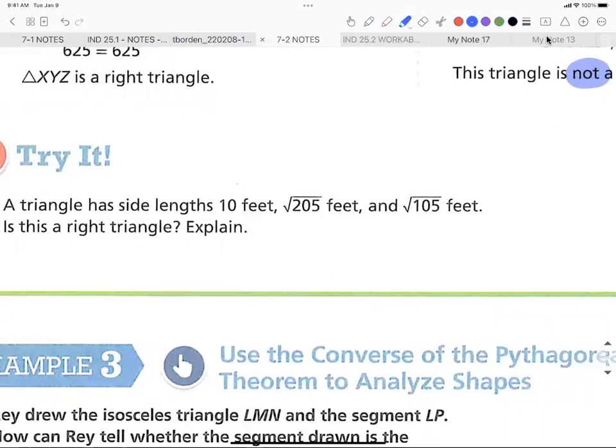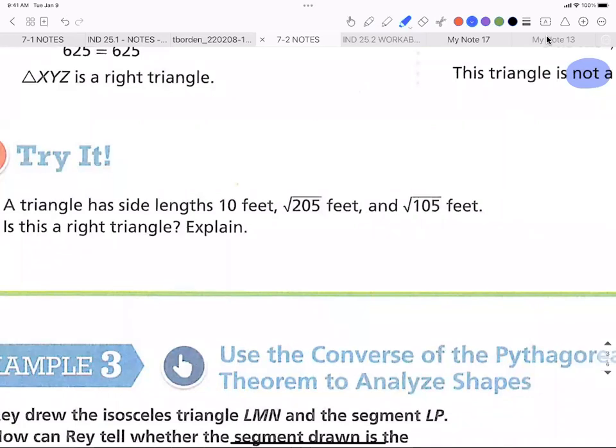All right. A triangle has side lengths of 10 feet, the square root of 205 feet, which really looks weird, but I'm going to show you how to still figure out what your hypotenuse is. And the other length is the square root of 105 feet. Now, the first thing we have to determine is which one is our hypotenuse. And I don't know about you, but in my head, I can't just say between 10, the square root of 205, and the square root of 105 which one is longer. So I'm going to go ahead and put it in my calculator.